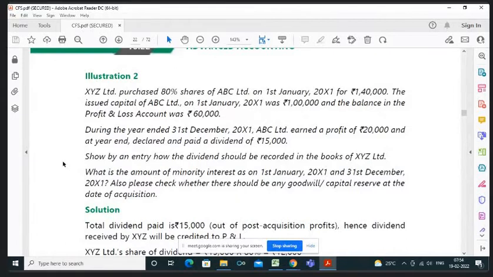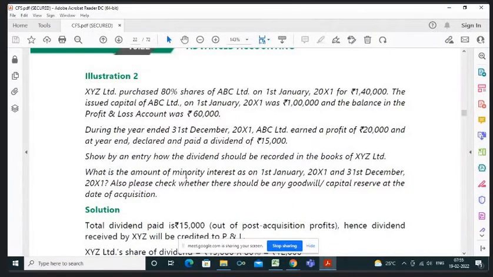The concept is that we have to see what is the source of dividend. If the source of dividend is pre-acquisition profit, then we have to credit the investment account. If it is from the post-acquisition profit, then we can take it as an income to profit and loss account. So that's the first thing.